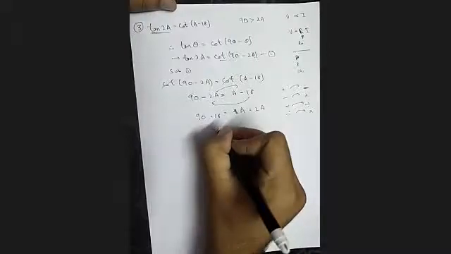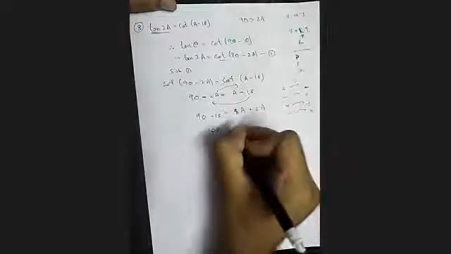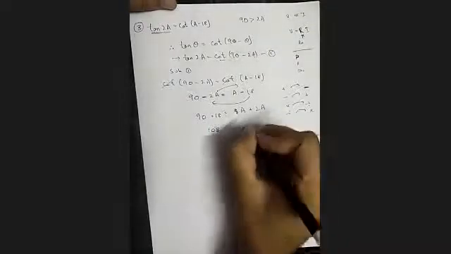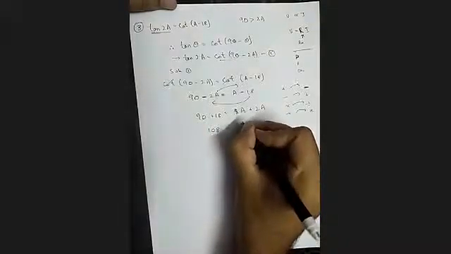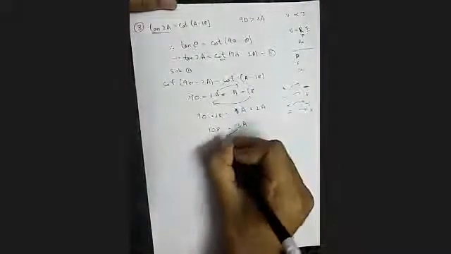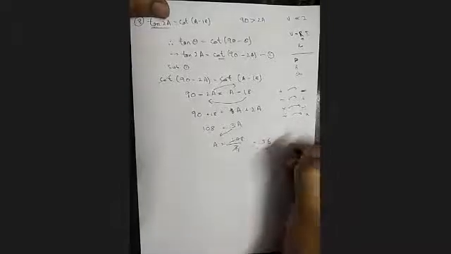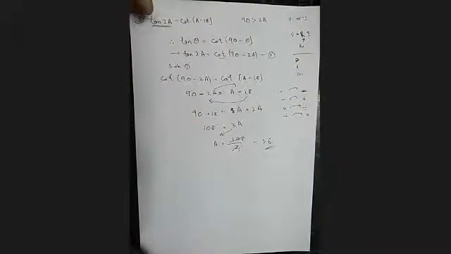Now 18 plus 90 will be 108. A plus 2a will be, you have learned variables, right? A plus 2a will be 3a. Now send this 3 to that side. A is equal to 108 by 3. Divide 108 by 3. A is equal to 36.